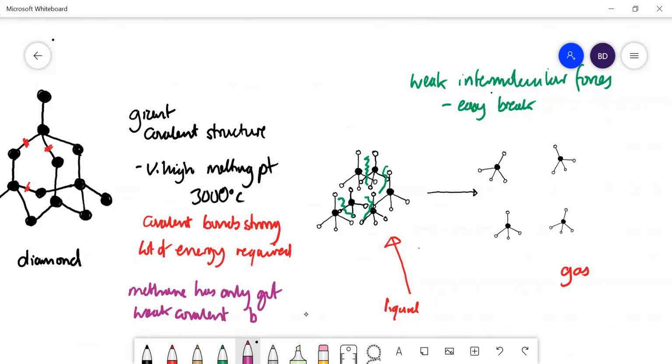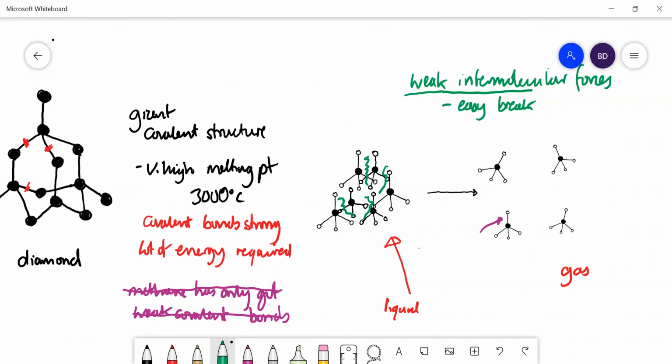Now that is totally wrong, okay? That is completely wrong. The covalent bonds in methane are just as strong as the covalent bonds in diamond. But when you boil methane, do you have to break any covalent bonds? No, you don't. You're only breaking these weak intermolecular forces.